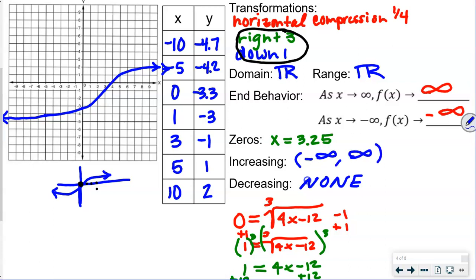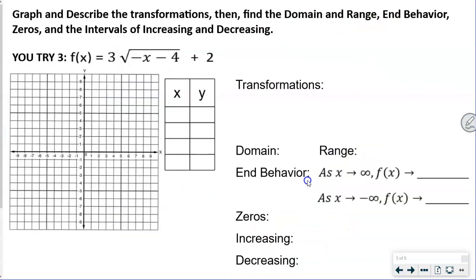It is. So remember, when we're talking about intervals of increase and decrease, we're talking about what's happening with the graph. Is it increasing or decreasing, and for what x values? From negative infinity to positive infinity, our graph is increasing, isn't it? All right, so I'd like you guys to attempt this problem and then come back to me. Pause the video, and come back to me when you're done.